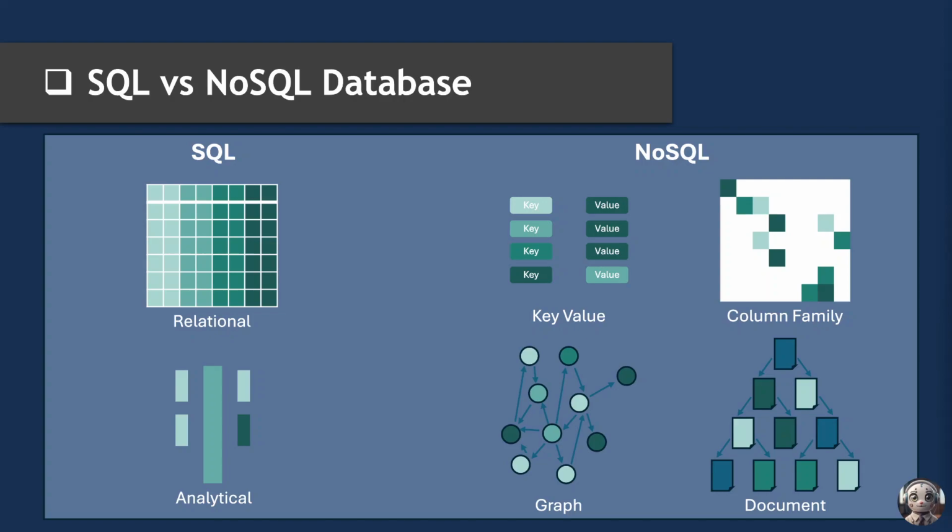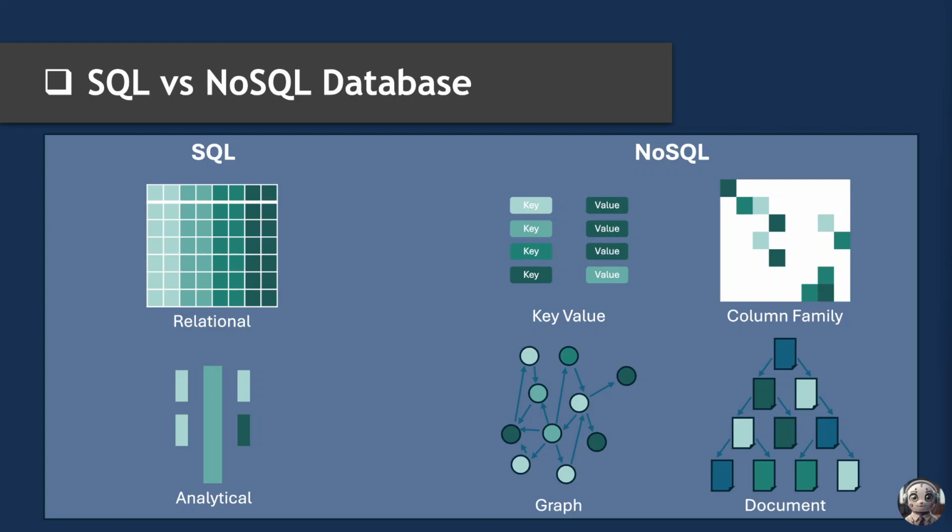SQL databases use a relational data model, which is based on tables and rows. This model is well suited for applications that require complex relationships between data and strict data integrity. In contrast, NoSQL databases use various data models, such as key-value, graph, column family, and document models. These models are more flexible and can handle unstructured or semi-structured data, making them suitable for applications that require more agility and scalability. Let's first look at SQL data types.